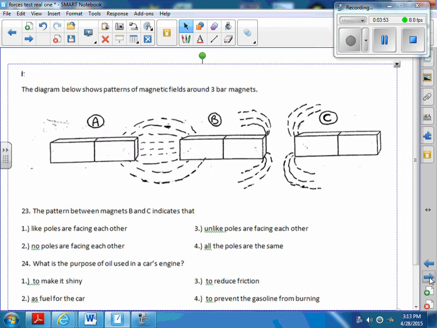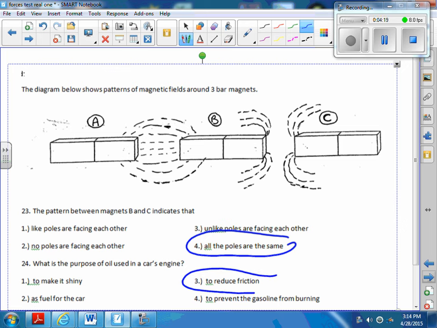All right, the diagram below shows magnetic fields around the bars. A and B have to be unalike because they're attracted, but B and C have to be alike because they are repelling. So both of the poles in B and C are the same. What is the purpose of oil? Well, we use the oil so we can reduce friction. It's a lubricant.